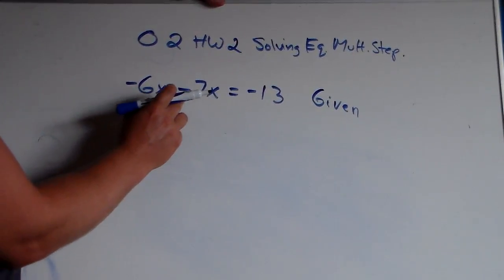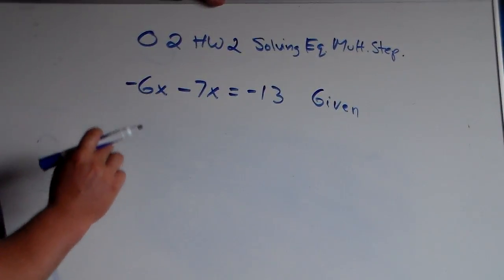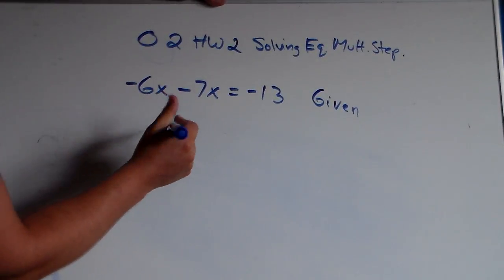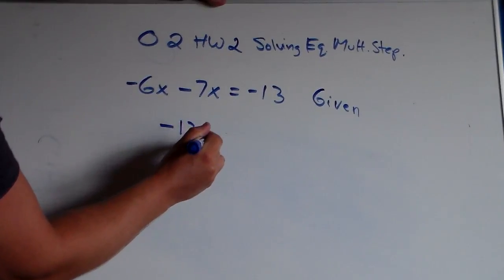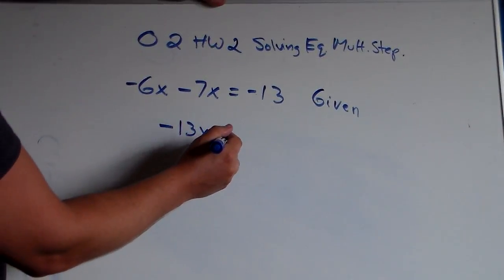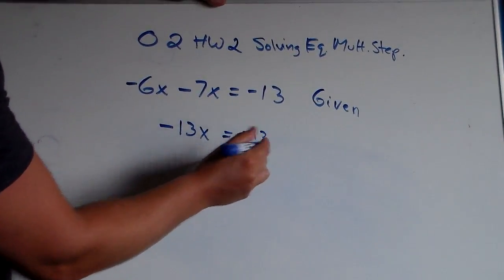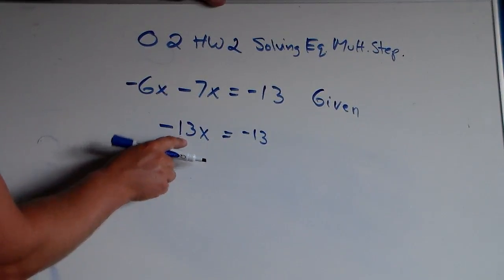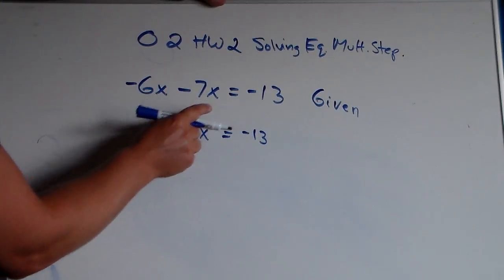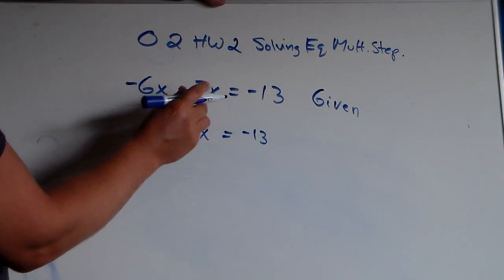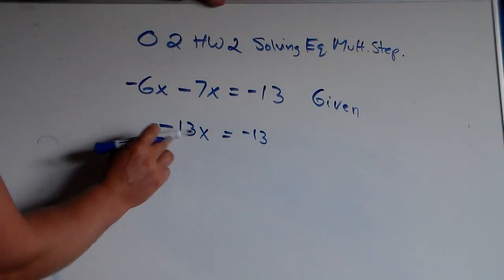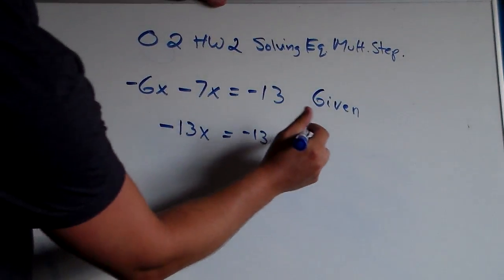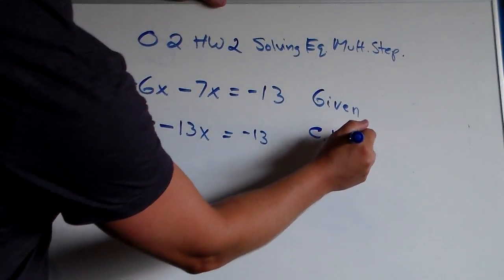We have negative 6x minus 7x. They're both on the left hand side of the equal sign. So negative 6 minus 7 gets you negative 13x equals negative 13, because negative 6 minus 7 gets you negative 13. Notice how they're both x's here. They're both x to the first power, hence why we could combine them. Negative 13x equals negative 13. That is combining like terms.